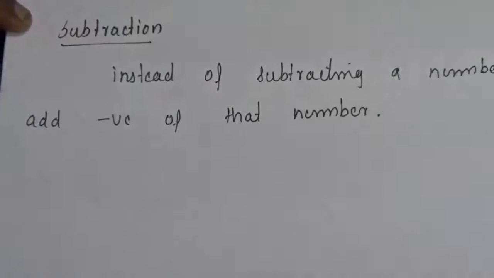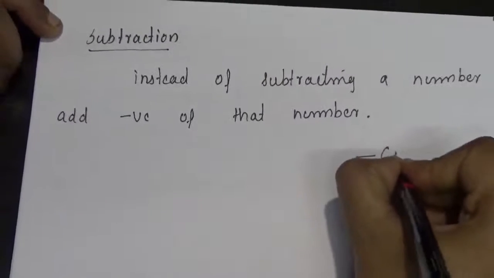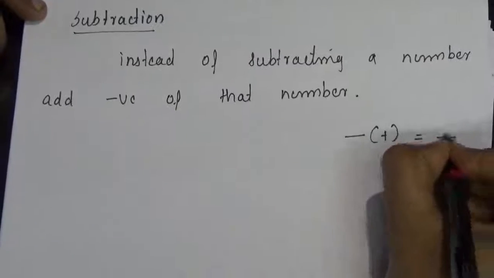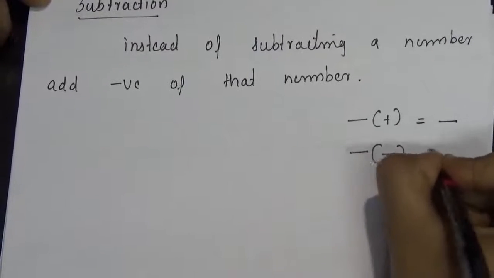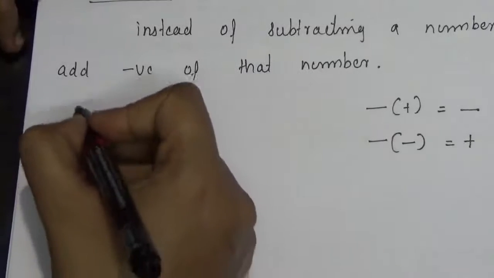Add negative of that number means negative of positive. Negative of positive is negative. Negative of negative is positive. Okay, so here suppose let's consider an example.